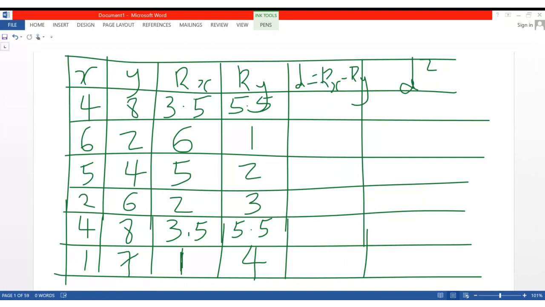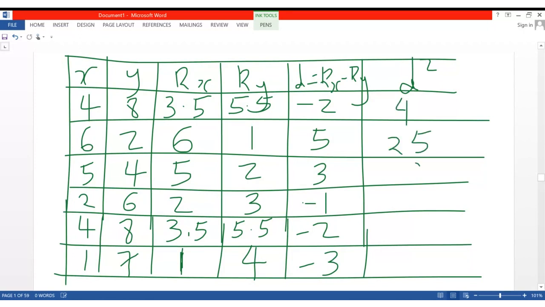So let's subtract. 3.5 minus 5.5 is negative 2. Don't worry about the negative, it will go away. 6 minus 1 is 5. Then here you get negative 3 when you subtract. So I square: negative 2 times negative 2 is 4. 5 times 5 is 25. 9, 1, 4, 9. Then I add all those.